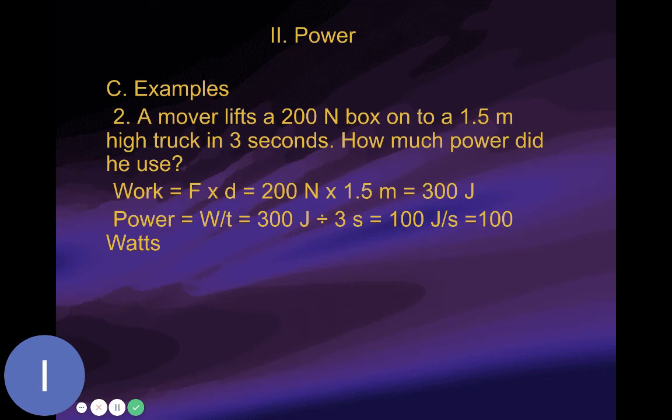So the power is equal to work divided by time. The amount of work is equal to 300 joules, like we just found. We divide that by 3 seconds, which is the amount of time it took him to do the work, and that comes out to 100 joules per second, or we can just say 100 watts. So a joule per second is the same thing as a watt.